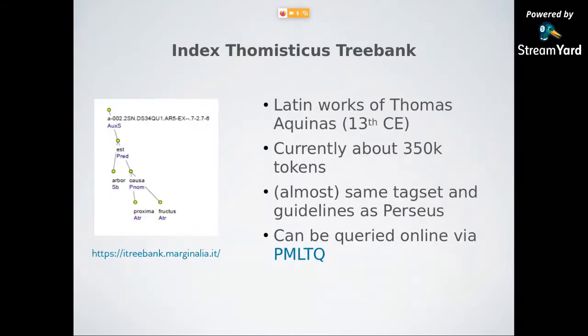If you're interested in Latin, and particularly medieval Latin, I may also mention the Index Thomisticus treebank that collects the Latin works of Thomas Aquinas, a 13th century author and philosopher, and it's about 350,000 tokens, so not bad.